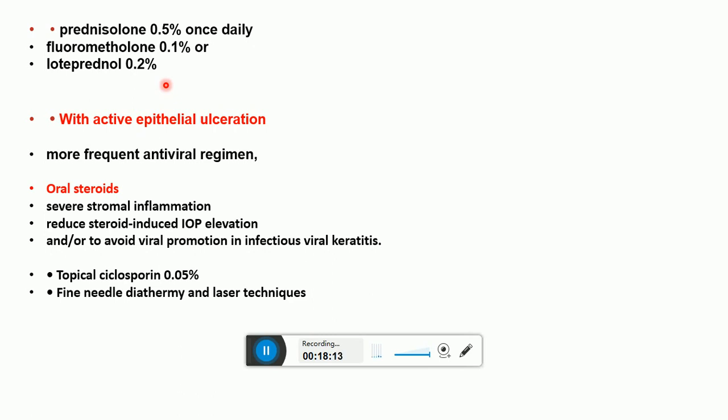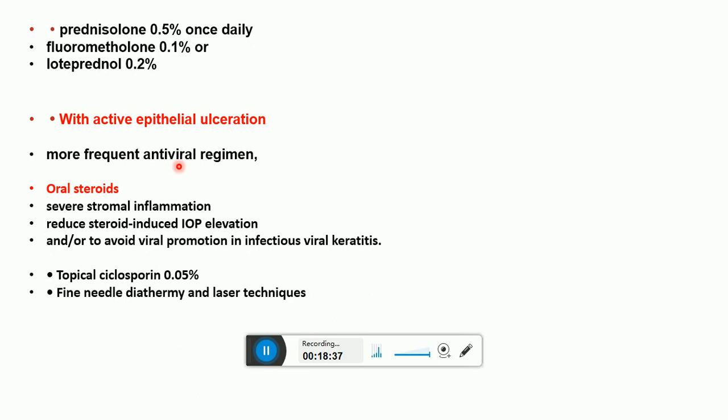With active epithelial ulceration, it is reasonable to try to keep the steroid intensity as low as possible for adequate effect, with a more frequent antiviral regimen. For example, initially topical antiviral 5 times daily with steroid 2 to 3 times daily, titrated according to the signs of activity of both.